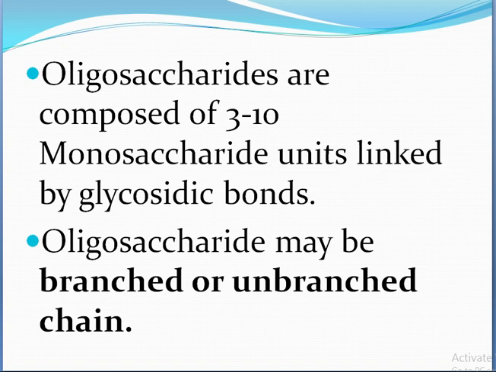Oligosaccharides are branched or unbranched. It means their chemical structure may be branched or unbranched. Unbranched means it has a linear sequence. They are in a line. Whereas the branched ones are connected from the linear chain towards the branches. Therefore, they are branched and unbranched.